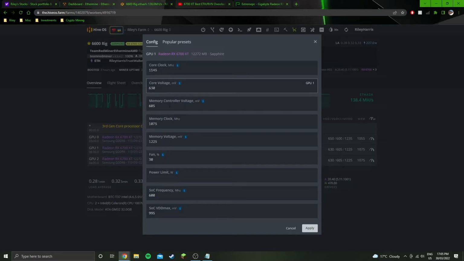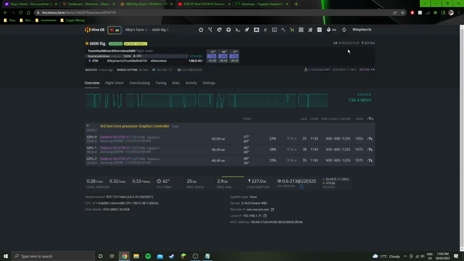630 on the core voltage. This one, I have previously had this crash the rig, so this is just something weird that happened. So VDDCI, I could just lower this one like heaps on this GPU. I got it all the way down to 500, and the rig was pretty stable with it at 500.